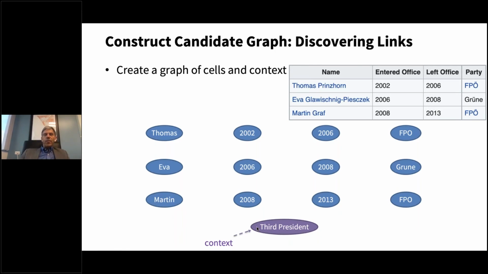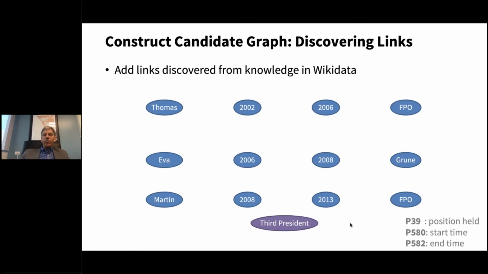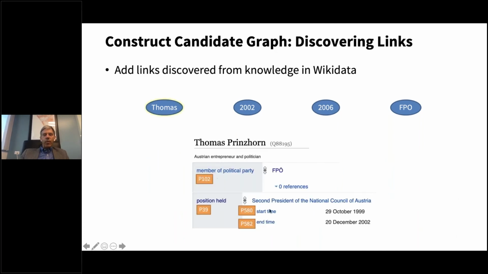Okay, so what do I do now? So now I'm going to essentially add the links that are actually discovered from the knowledge in Wikidata. And these links are going to go from this table. So let's take this one example, right? So I look up, I have a link in the original table to this Thomas Prinzhorn, and I get to this page here where it says, oh, he's a member of this political party, had this position. Now in this case, he held this position of second president. And this is just to show you an example that everything doesn't always match nicely. Probably there's somewhere else later on this page that also he held the position of third president, because people could hold more than one position. But I'll show you how we take this data and what we do with it.